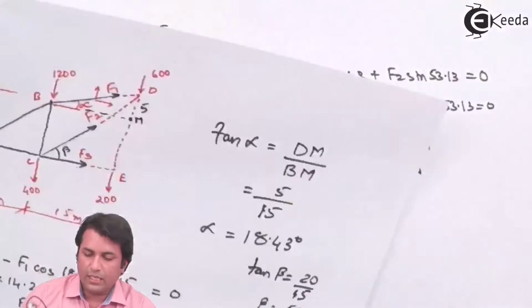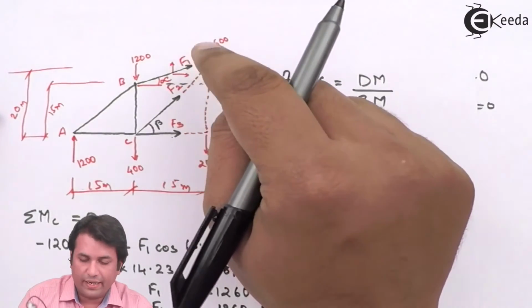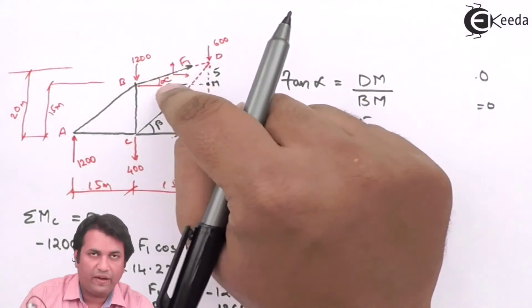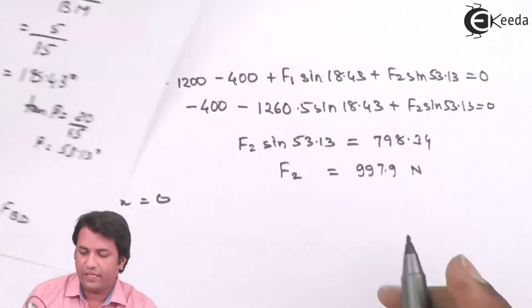So what I'll be doing is I'll write the equations. I'll write the equation for F1 and F2. I have the angle for that, and with F3 in that.